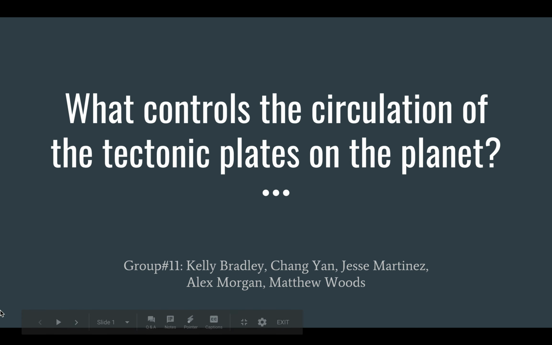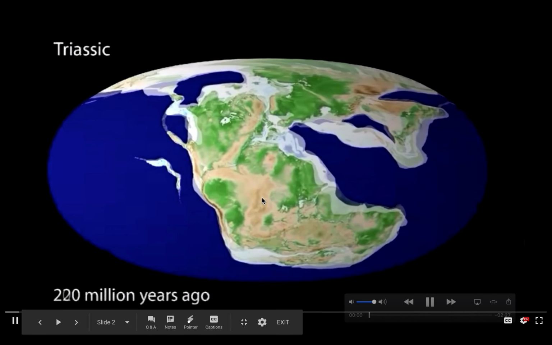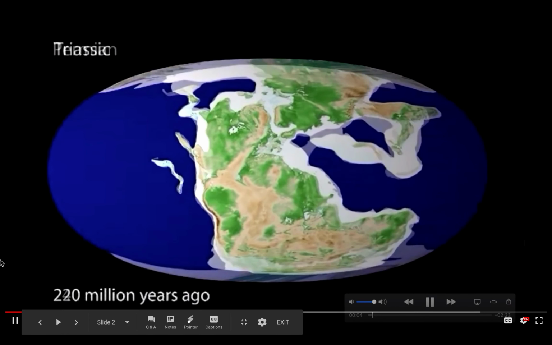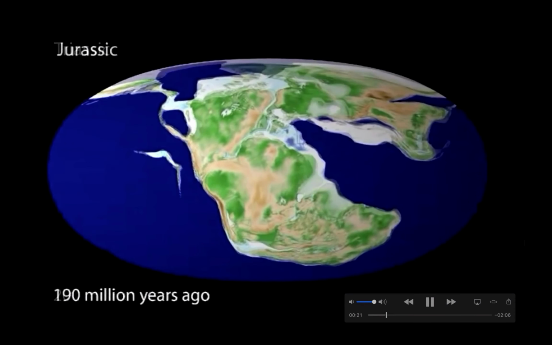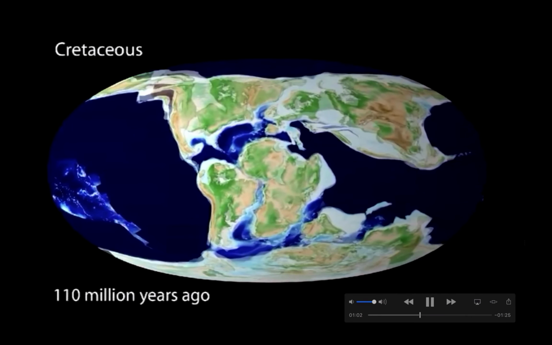What controls the circulation of the tectonic plates on the planet? Earth's tectonic plates move due to the fact that they float on Earth's mantle, which is a thick layer of hot floating rock. The flow of the mantle causes the Earth's tectonic plates to move in different directions.